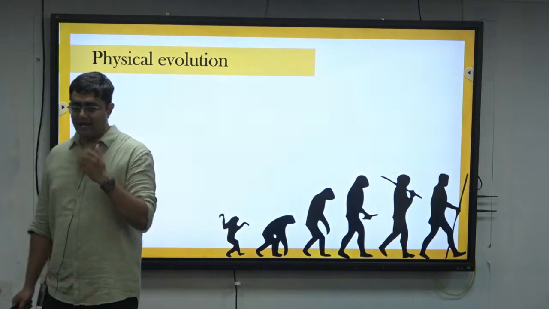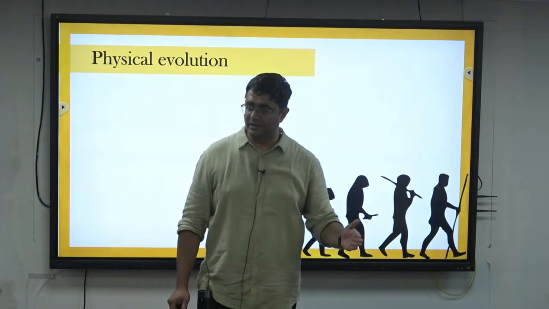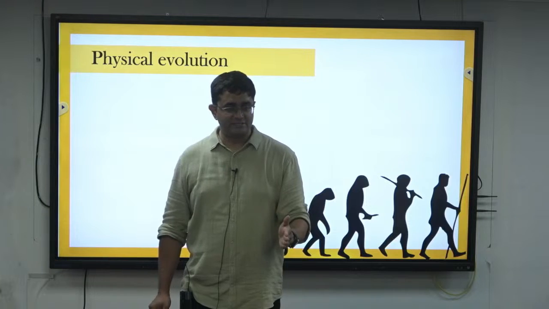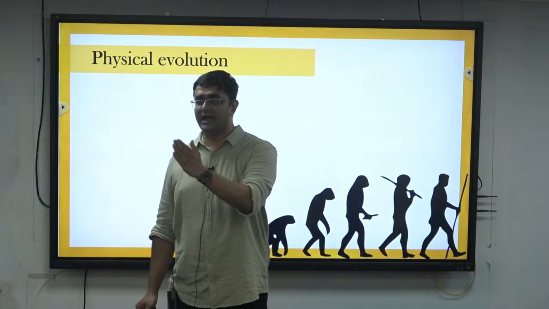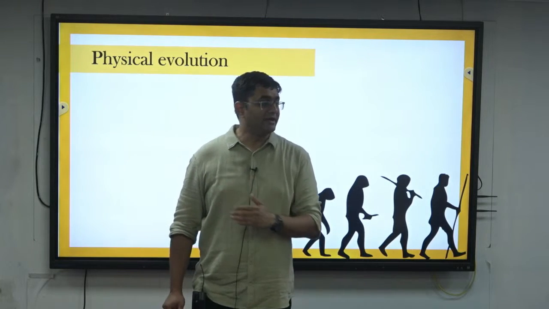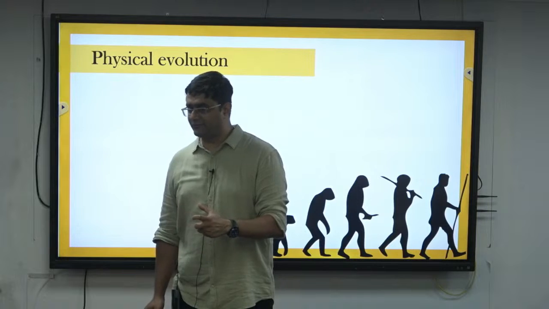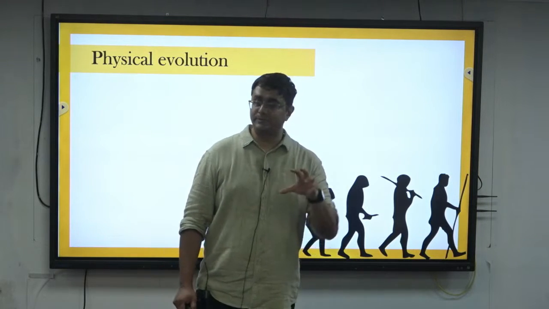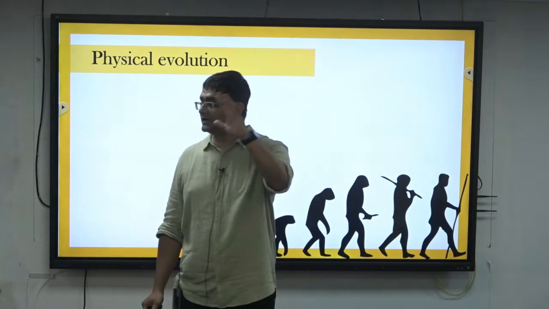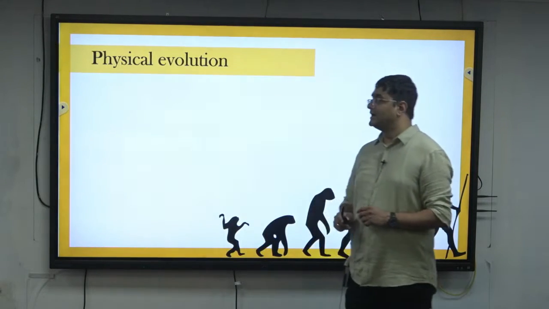Is that okay? And we also study the different stages of evolution: Australopithecus, Homo habilis, Homo erectus, Neanderthals and Homo sapiens sapiens. Like this, there are 5 stages through which humans have evolved. What are the characteristic features? Where were they found? Which part of the world did they originate in and how did they spread? That's what we will be studying in physical evolution.